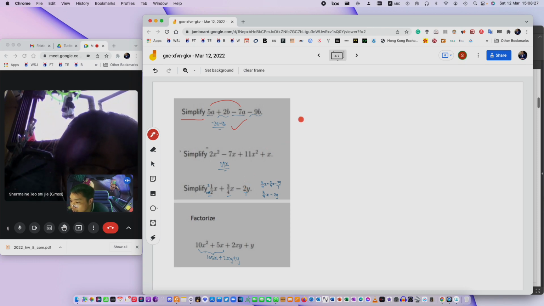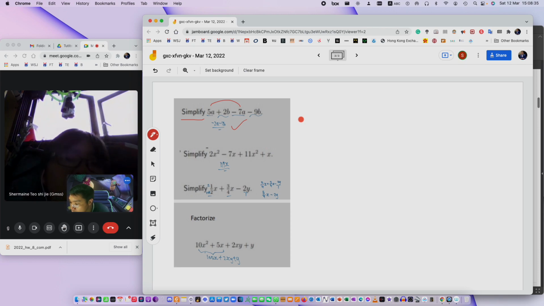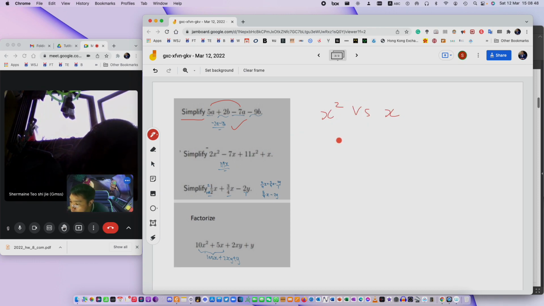You never underline similar terms. So what do you expect? Hello? Did you? The x, they are the same. So you are saying x squared versus x, they are the same? You are telling me they are the same? This x squared and x?